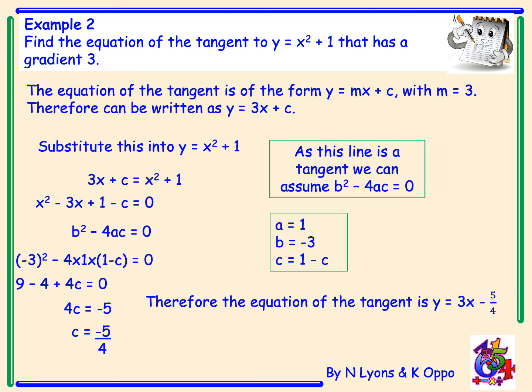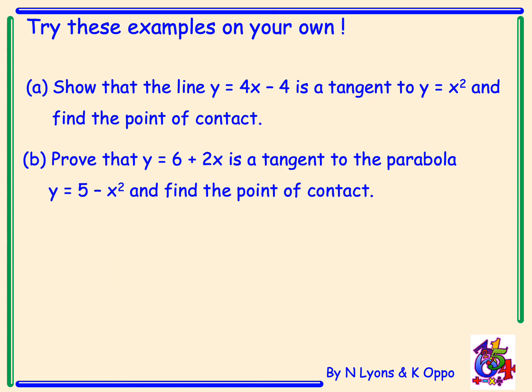Therefore the equation of the tangent is y equals 3x minus 5 over 4. Alternatively, we can rearrange this to give 3x minus y minus 5 over 4 equals 0. Now try these examples on your own. Please pause the video.